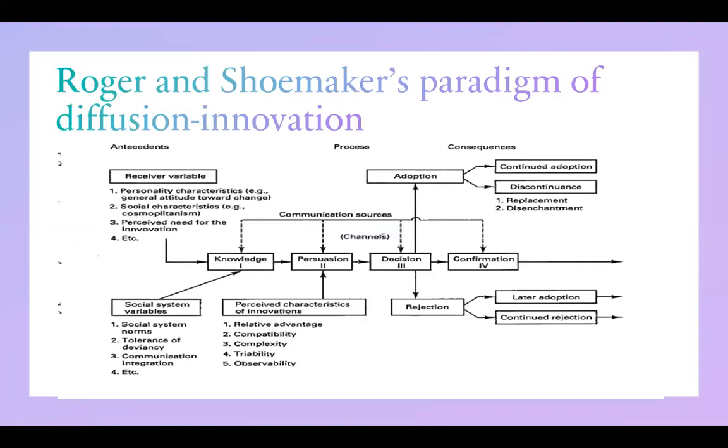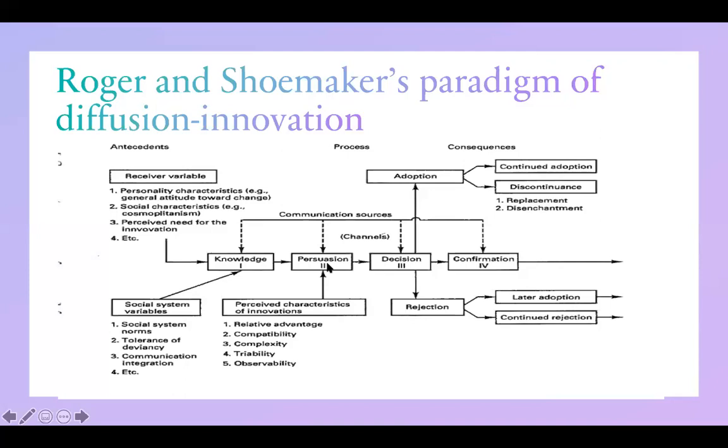The model was initially proposed by Everett Rogers. Rogers and Shoemaker, however, revised the model, and this is how it looks. These are 4 stages: knowledge, persuasion, decision, and confirmation. The first stage is knowledge, where an individual gets to know about the existence of products.